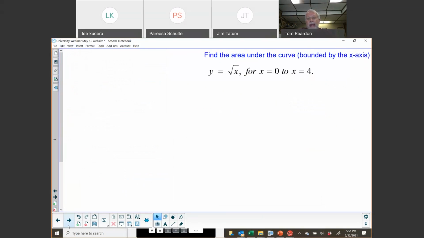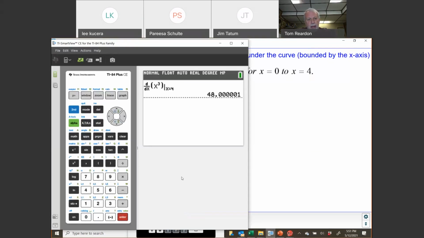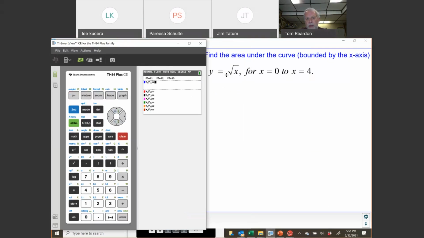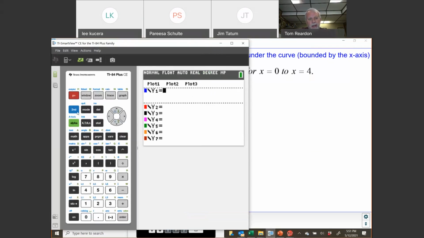Finding area under a curve that is bounded by the x-axis. Let's look at that first on the 84. Let's see what the equation is again. I think I want to do y equals the square root of x plus 1. I think I typed that wrong, so let me do that. Just to make it a little bit different, y equals the square root of x plus 1. So second square root of x, get out of there, plus 1.